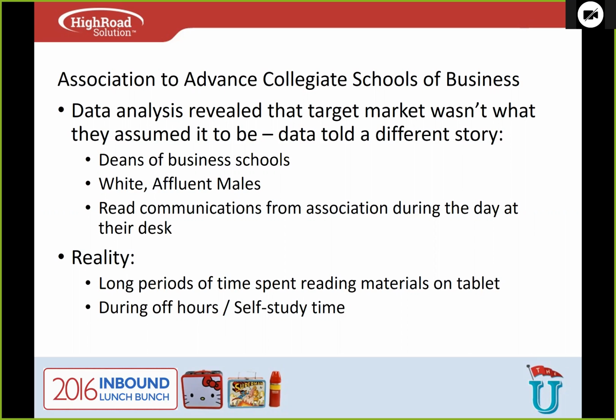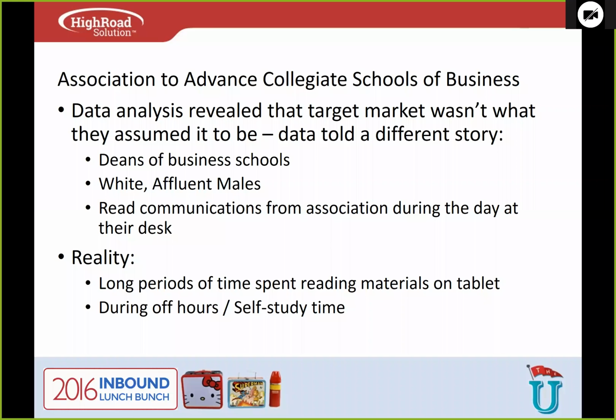In reality, the analytics showed that long periods of time were spent reading the materials, but not during the day. It was on off hours, on personal time, on a tablet or a mobile device, not at their desk. That makes sense because they're probably firefighting or handling issues. Your persona is very interested in learning, acquiring knowledge and information, so they lean on the organization for that. But what they didn't quite realize was how the information was being consumed.